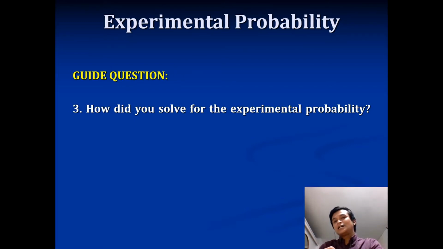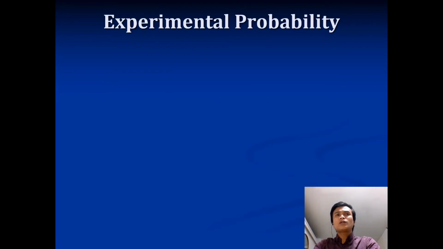We use the formula for experimental probability, which is the number of favorable outcomes over the number of trials. As we said earlier, if you flip the bottle or shoot the ball twice out of 5 trials, the experimental probability is 2 over 5. For the experiment you did by flipping the bottle and shooting the ball, I don't know the result, but the experimental probability is according to the result of your experiment. What is question number 4?